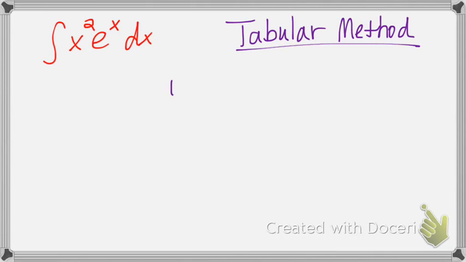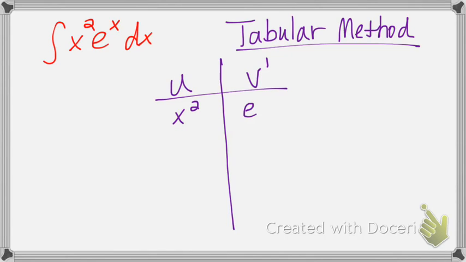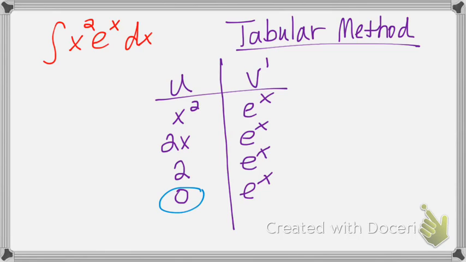What you do is you have u and you have v prime. And you start off by picking your u and picking your v prime. Just like we did with LIATE, algebra comes before exponent, so algebra is the u. And then on the u side, you keep finding the derivatives until you get down to 0. So the derivative of that's 2x, and then 2, and then 0. On the v prime, you find the antiderivative, and you keep finding it as many times as you had to get down to the 0. Now, what you need to know is you can only use tabular if you can get to 0 when you do the derivatives.